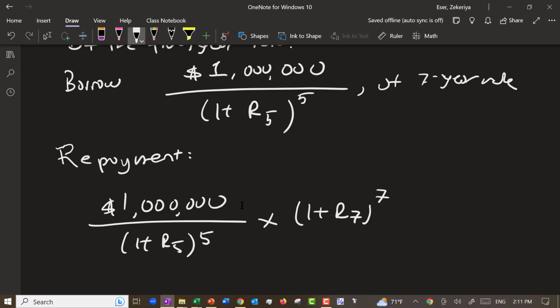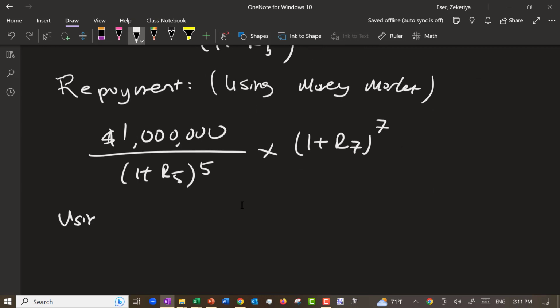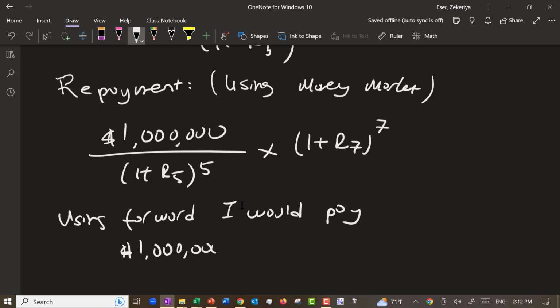Using the money market, versus using the forward, I would pay 1 million times the forward rate squared, right? These two should be equal.